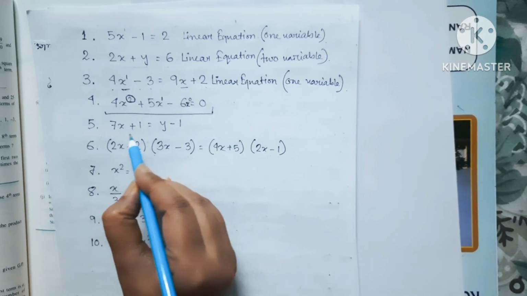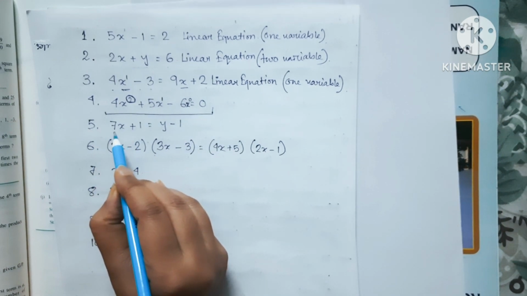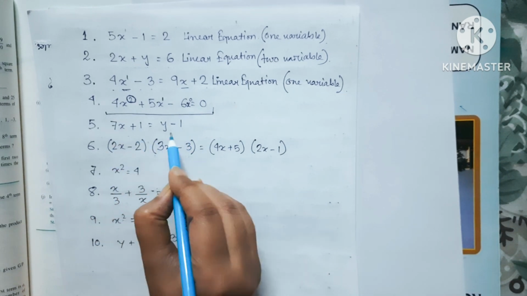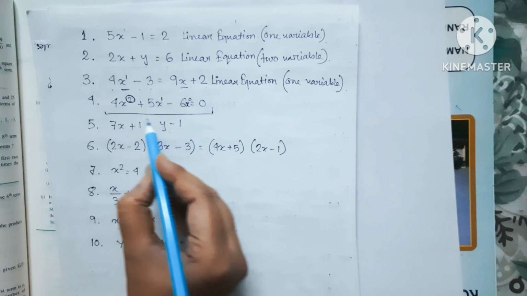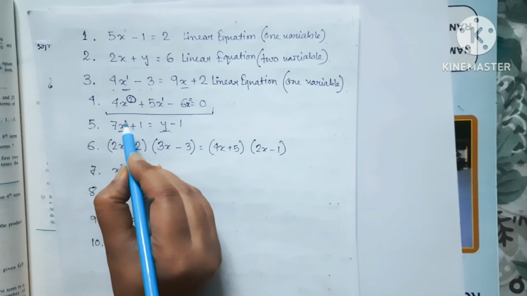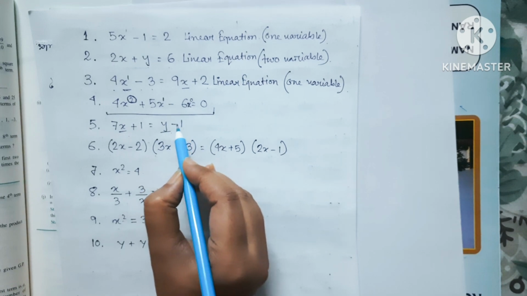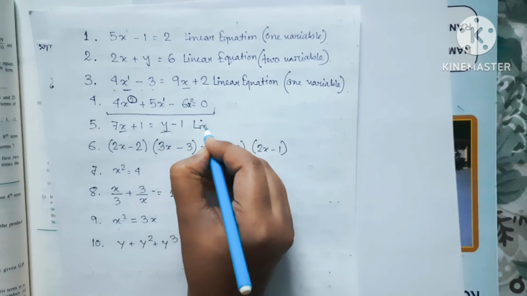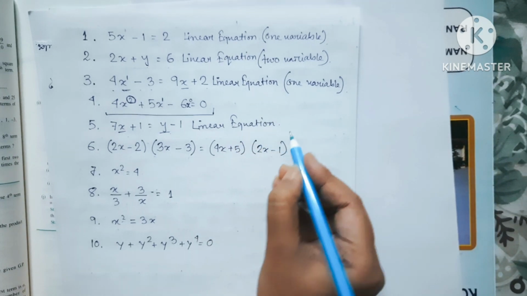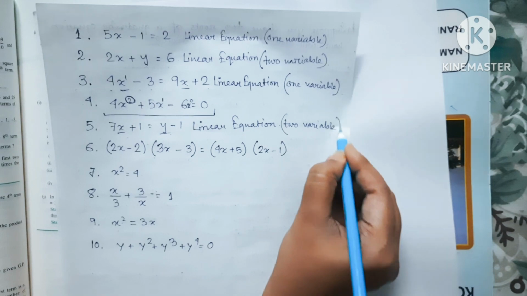Now see equation 5, 7x plus 1 equal to y minus 1. Here how many variables are there? Two, x and y, and the power of x is 1, the power of y is 1, so the highest power is 1. So that is also a linear equation of two variables.